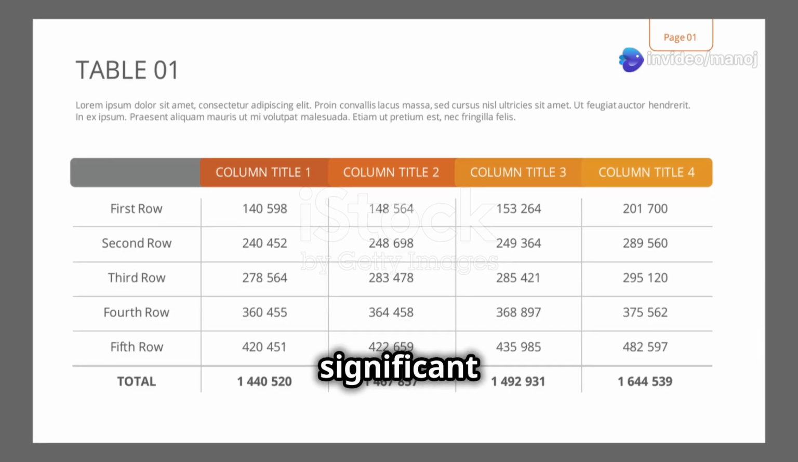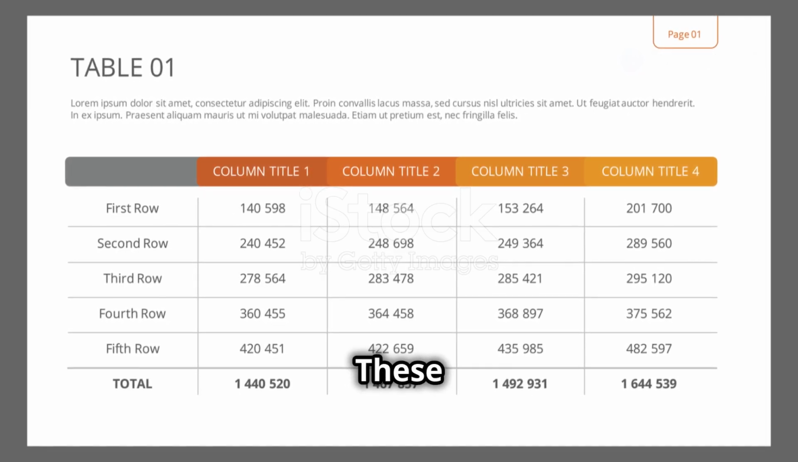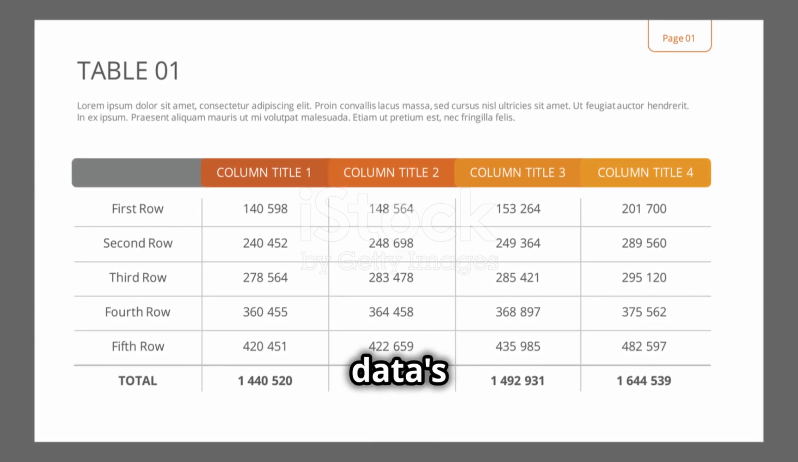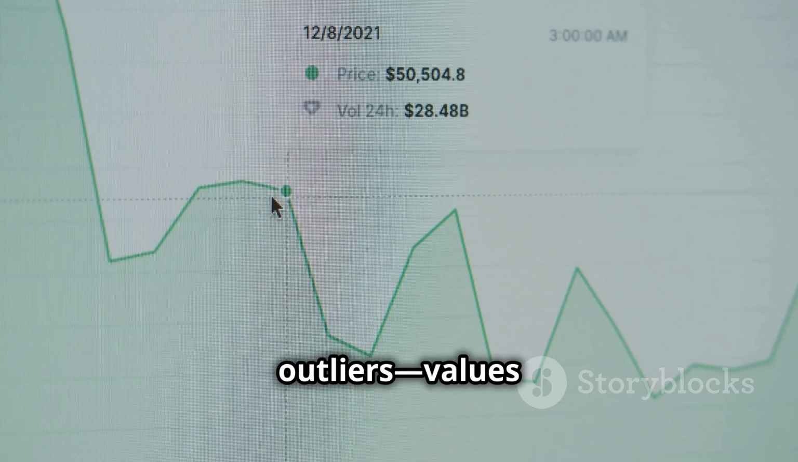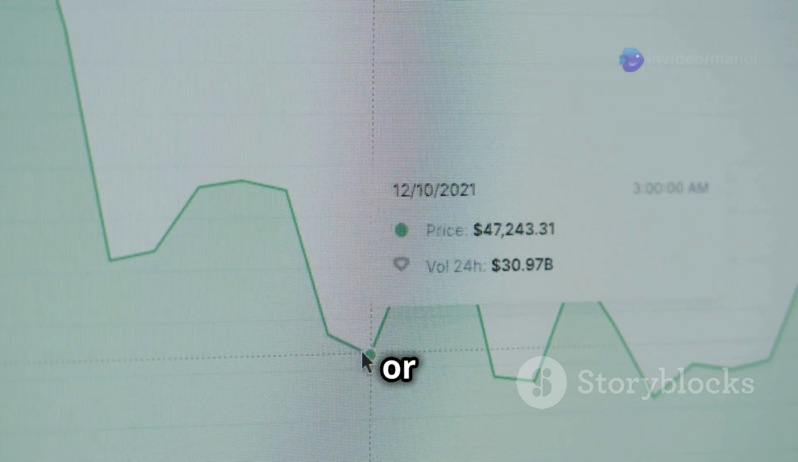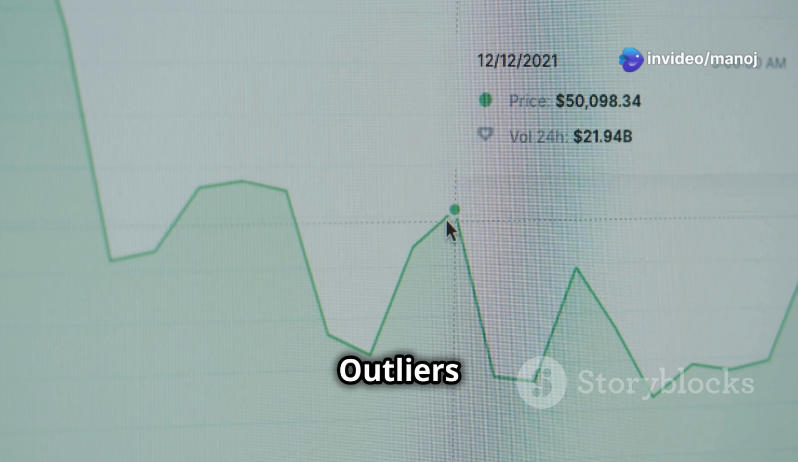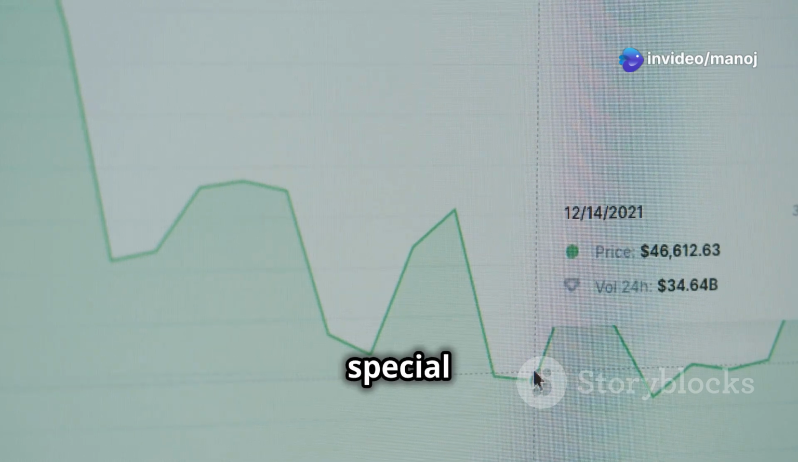Are there any significant increases or decreases? These changes can tell you a lot about the data's story. Are there any outliers, values that are much higher or lower than the others? Outliers can often indicate anomalies or special cases.